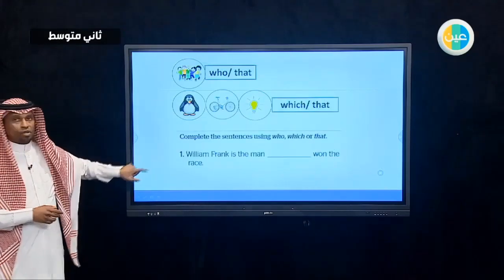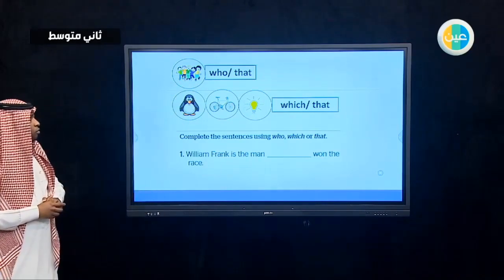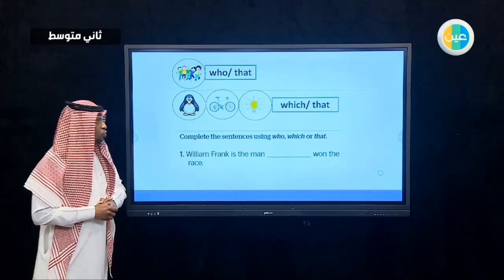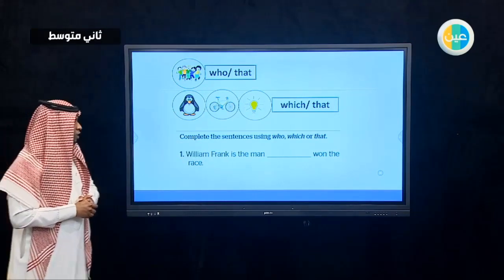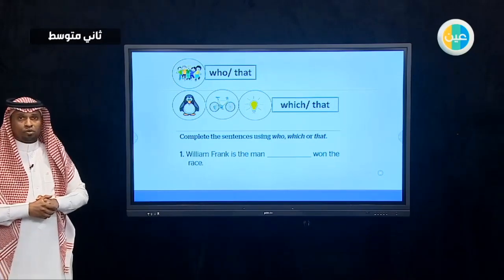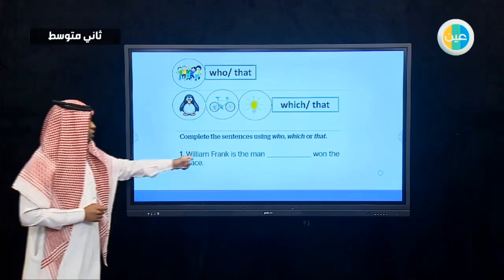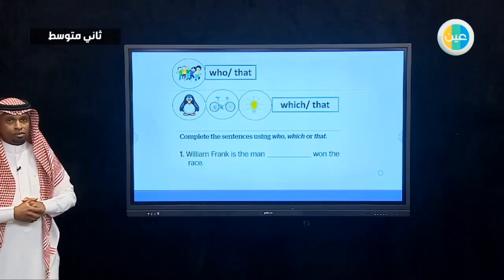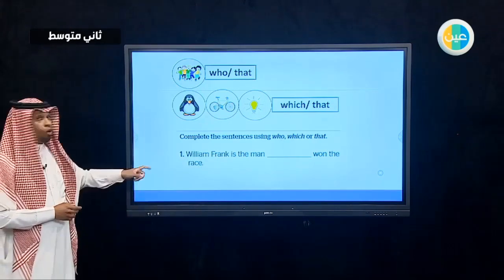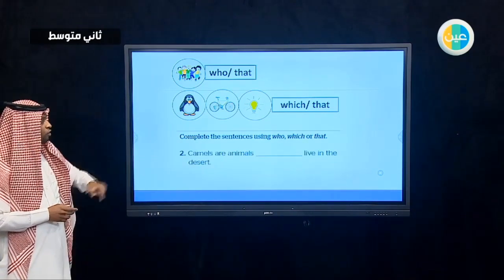Okay, now let's move to the exercise here. This is a reminder for you to remember what we have just said. Complete the sentences using who, which, or that. William Frank is the man won the race. What do you think? William Frank is the name of a person. Good. We can say who, or we can say that.